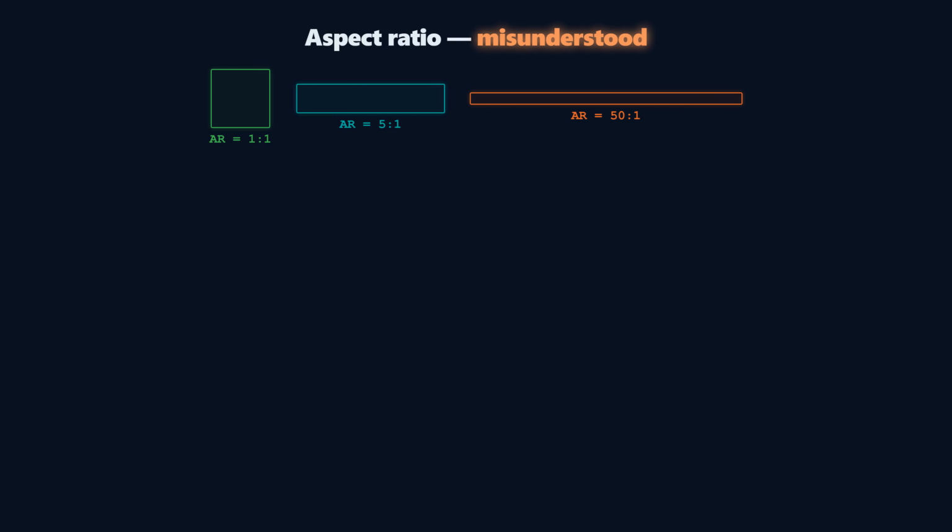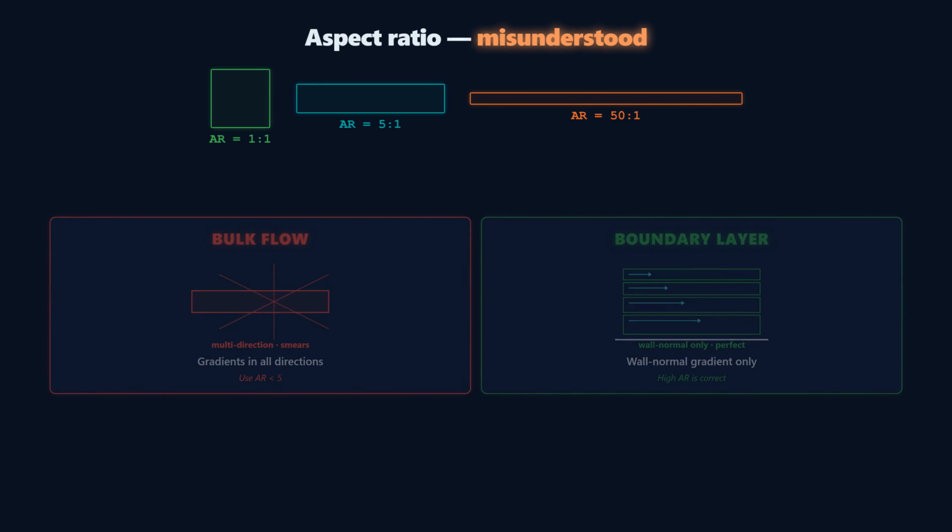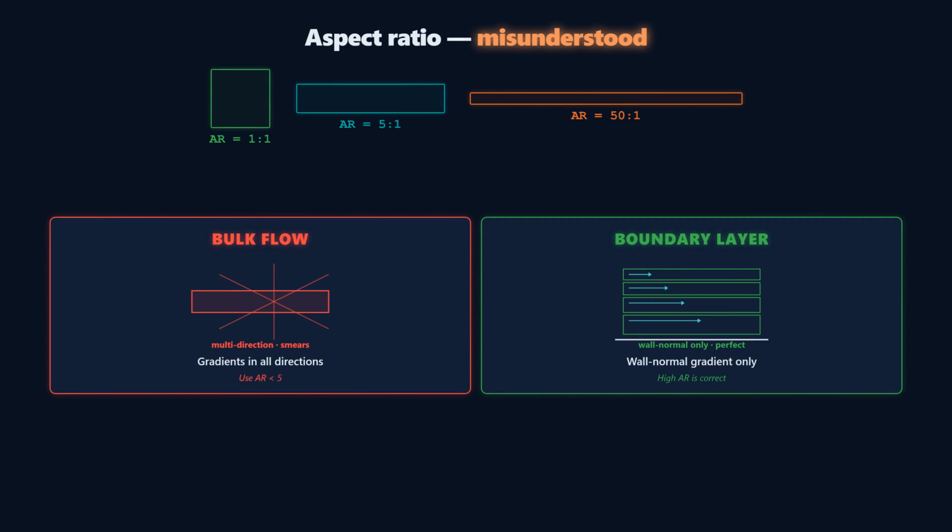If unexpected gradients develop in the long direction, they get smeared out. Numerical diffusion. For multigrid solvers, extreme aspect ratios create ill-conditioned matrices that slow convergence dramatically. But here is where most engineers get confused. High aspect ratio is not always bad.